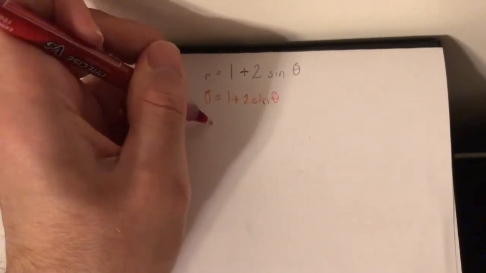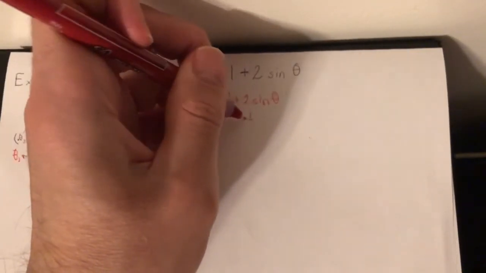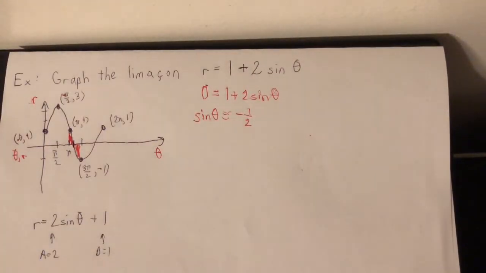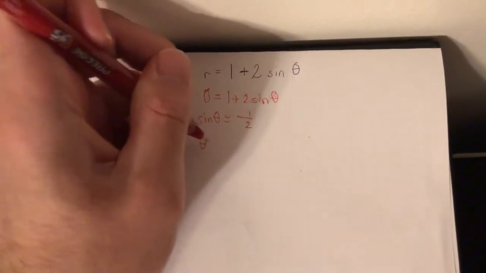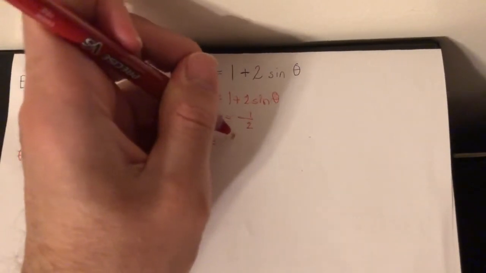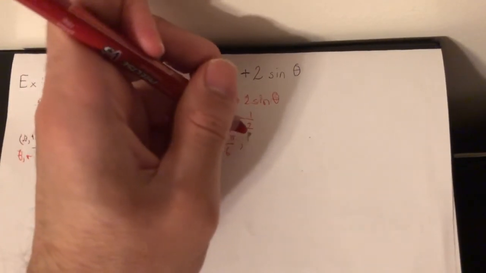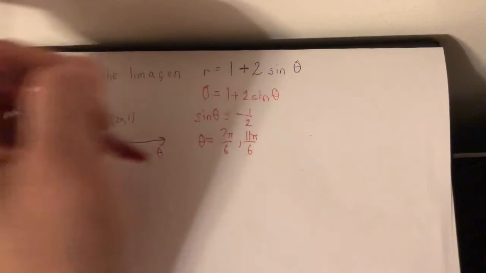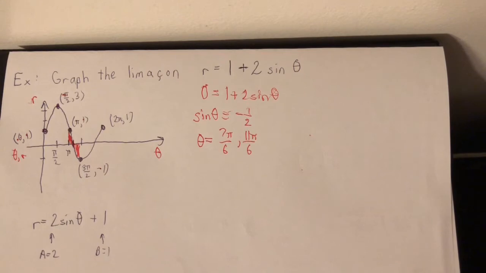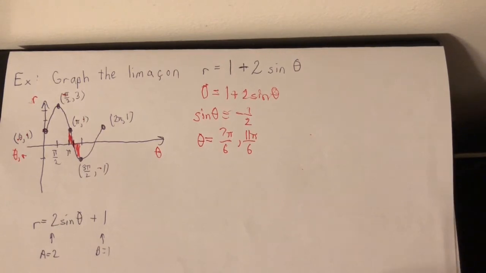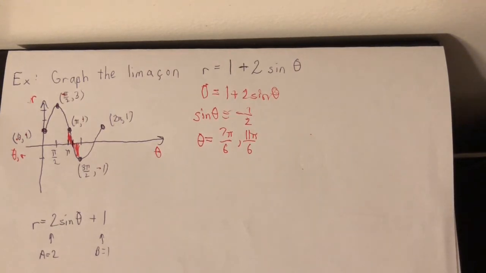That's going to happen when sine theta equals -1/2. So sine theta is going to equal -1/2 when theta equals 7 pi over 6 and 11 pi over 6, right? Because that's going to be a reference angle of pi over 6. So I'll leave the details of that calculation to you.